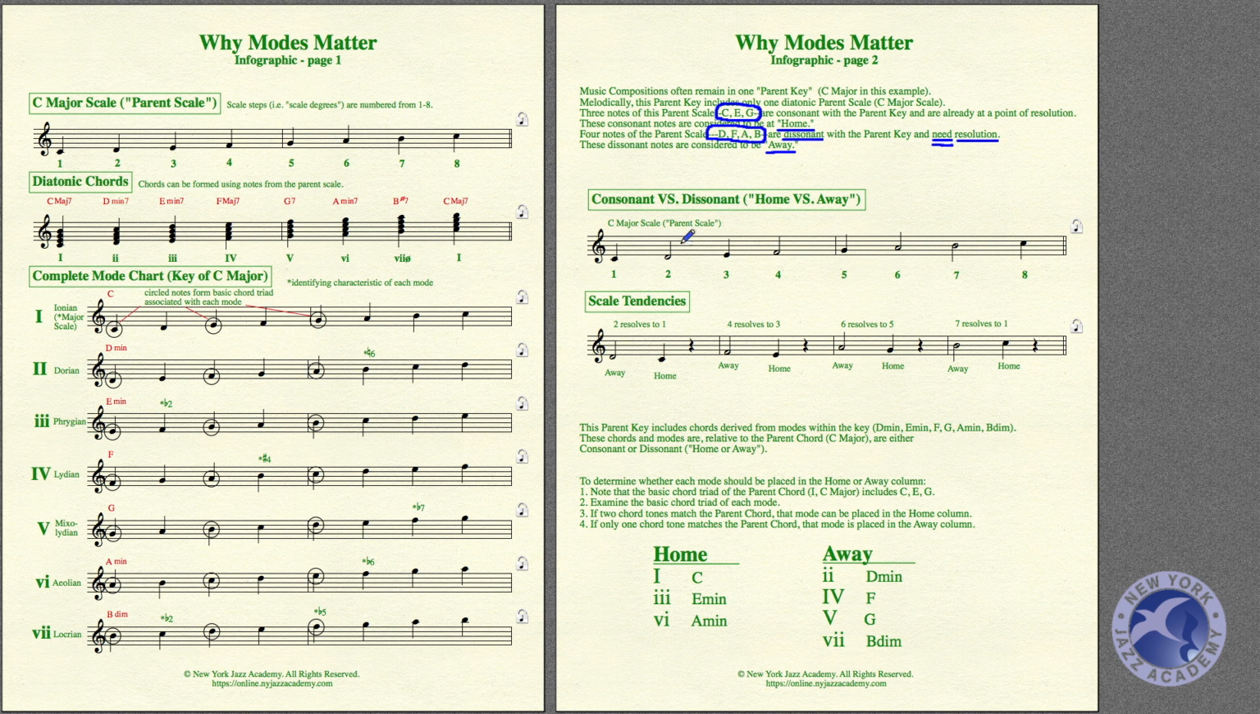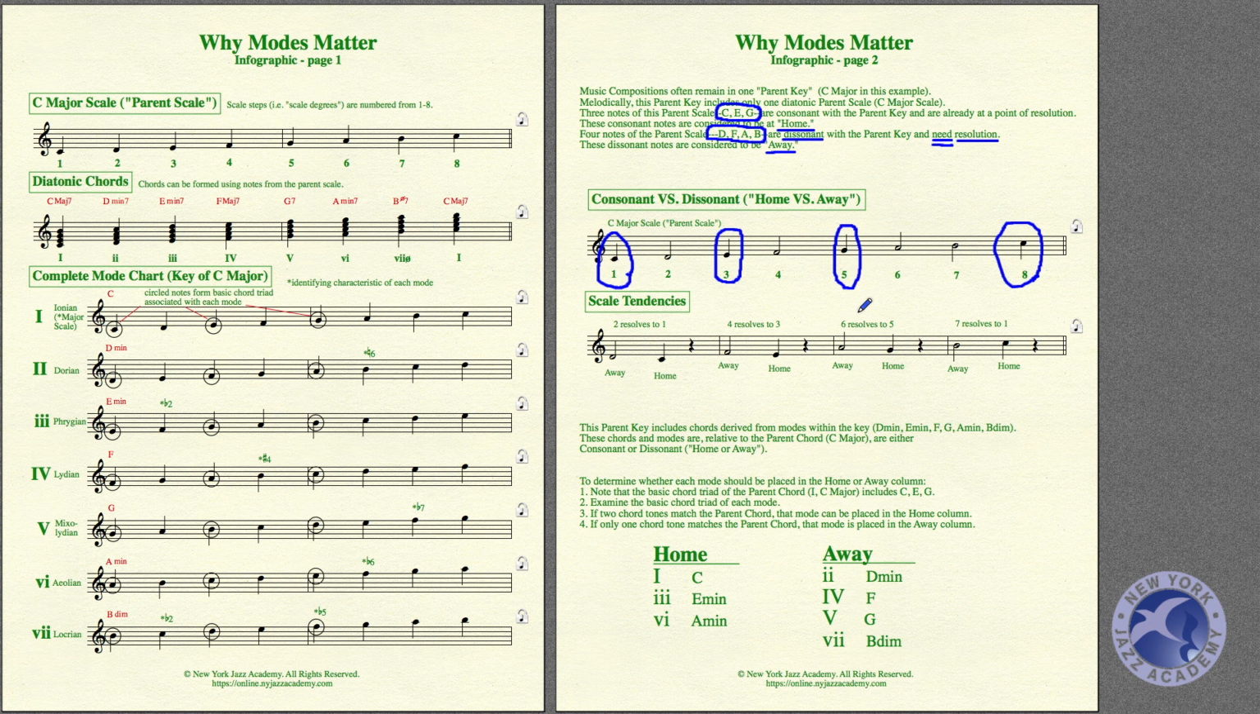Let's look at this new example of the C major scale, which is the parent scale. Check this out. I will circle the home notes, C, E, and G. I'll circle this one even though it's not necessary. It's redundant because we already have C. So anyway, here are the notes. Again. All of the other notes are dissonant.